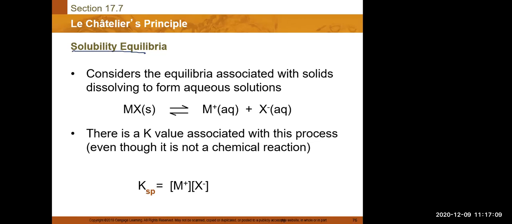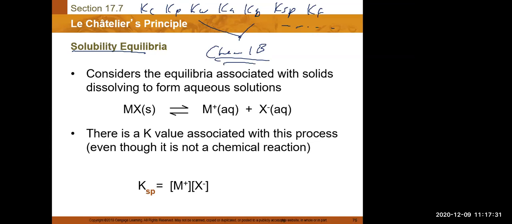This solubility equilibrium is a type of equilibrium. It really is just an equilibrium constant. As I mentioned earlier in this chapter, there's all kinds of Ks like Kc, Kp, we've seen Kw, there's Ka, Kb, KSP, KF, and so forth, also known as Chem 1B when you get there. That's pretty much all you talk about in that class, every single K value you could ever imagine. But all these really are basically the same thing we've been talking about, products over reactants.